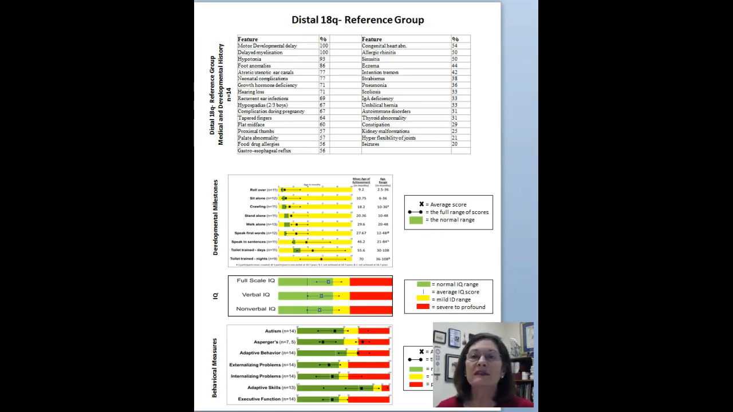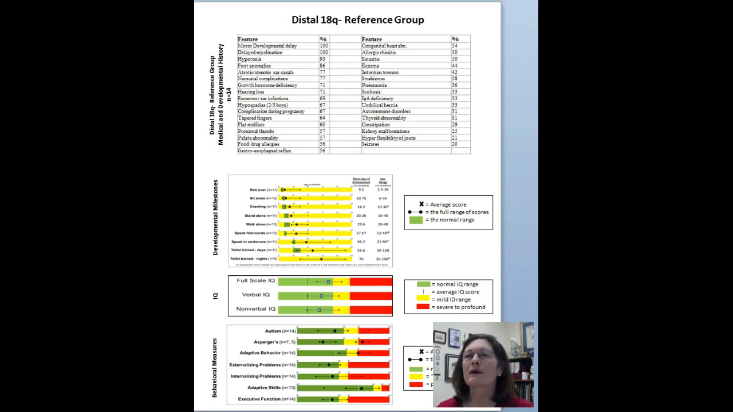So now this information is about the distal 18q- reference group. So just sort of the average group with 18q-. And again, the top graph you can just read is the features that these individuals had. The next graphs need a little bit of explanation, I think. And so we asked about the developmental milestones of this group. And you can see much better on the handout than on the slide here, the age range.